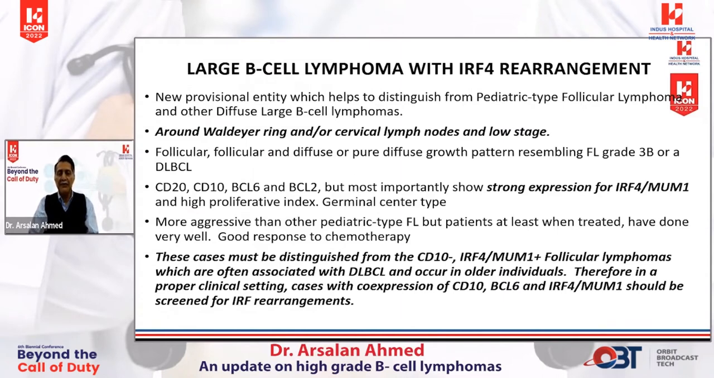These cases are CD20 positive, CD10 positive, BCL6 positive, and MUM1 positive. They can have a follicular pattern, a follicular and diffuse pattern, and a pure diffuse pattern. The most important key point is that any lymphoma arising in Waldeyer's ring around the head and neck, having a follicular pattern or follicular and diffuse pattern, and showing co-expression for CD10, BCL6, and MUM1 should be screened for IRF4 rearrangement. That is the most important point.